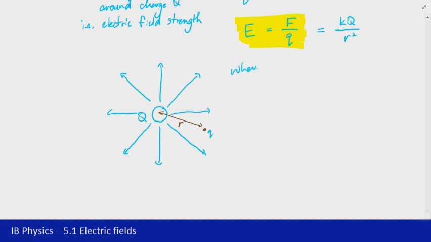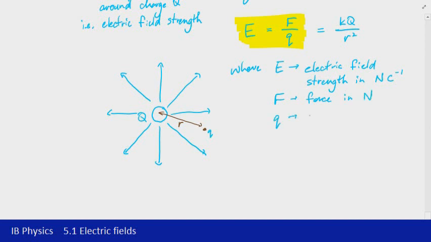So I'll just notate over here, E is electric field strength, and hopefully you can see from the quantities that are being used to calculate it, that's going to be measured in newtons per coulomb. F is force and q is the charge. So F is the electrostatic force in newtons, and q is the charge, the test charge, in coulombs.